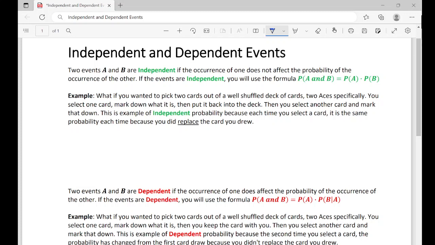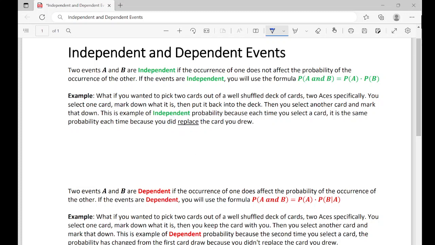Let's say you wanted to pick two cards out of a well-shuffled deck, and those two cards happen to be aces. You want to select two aces. You select one card, mark down what it is, and then put it back into that deck. Then you select another card, mark that down. This is an example of an independent probability because each time you select a card, it is the same probability each time. And the biggest thing here is because you replace the card you drew first, that makes it independent.